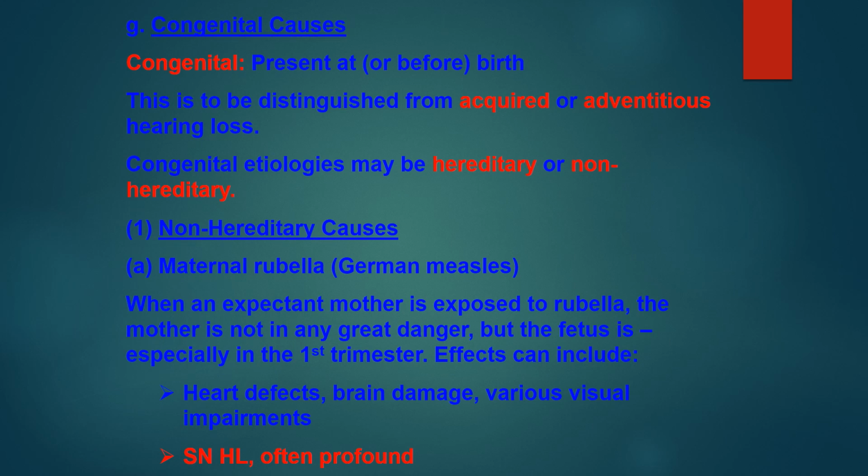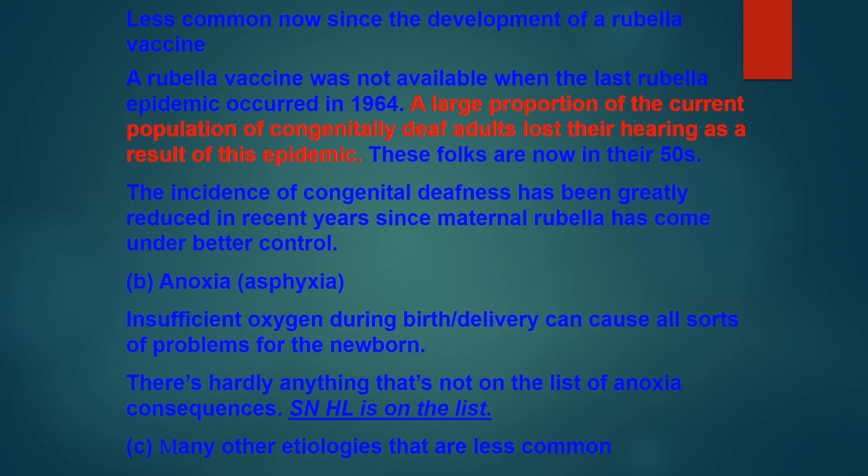Congenital causes may be acquired, adventitious, hereditary, or non-hereditary. Maternal rubella or German measles is important. When an expectant mother is exposed to rubella, the mother is not in any great danger, but the fetus is at risk, especially in the first trimester, and effects include heart defects, brain damage, and various visual impairments. Sensory neural hearing loss is often profound. This is less common now since the development of the rubella vaccine, which was not available when the last rubella epidemic occurred. A large proportion of the current population of congenitally deaf adults lost their hearing as a result of that epidemic.